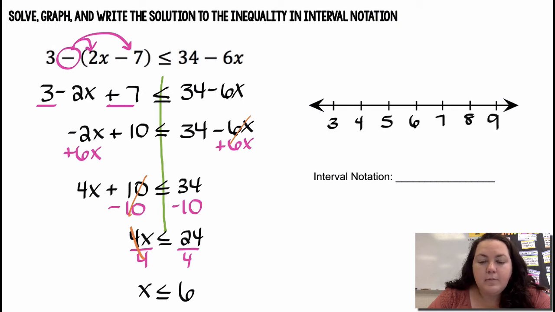On my number line, I'm going to put 6 in the middle. Larger numbers to the right, smaller numbers to the left. At the 6, my symbol is less than or equal to, so I'm going to use a filled-in circle at 6, and I'm going to shade to the left. For interval notation, I'm going from negative infinity. I have to use a parenthesis with my infinities. And I'm going to 6, and since it's a filled-in circle, I'm going to use a bracket because I am including the 6.